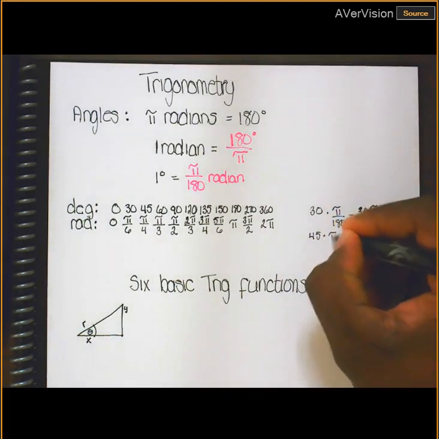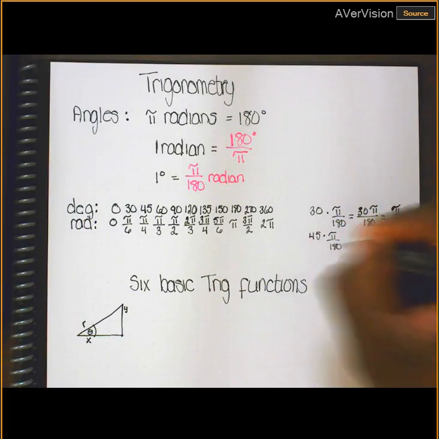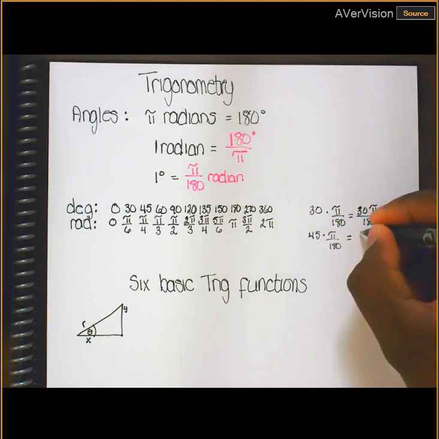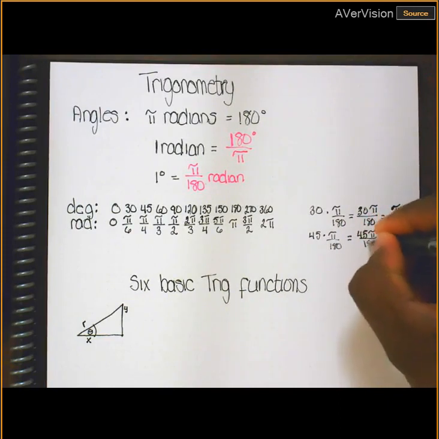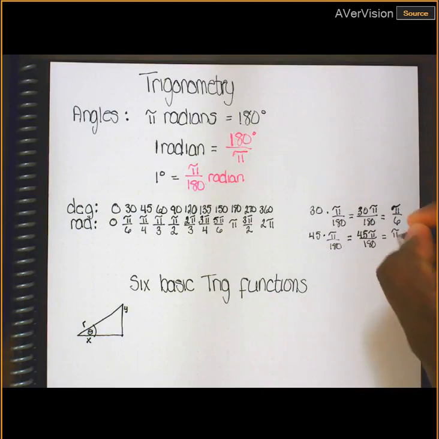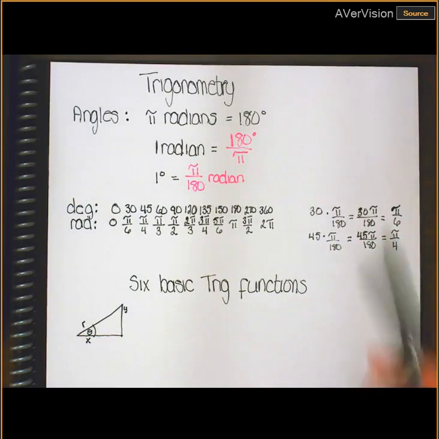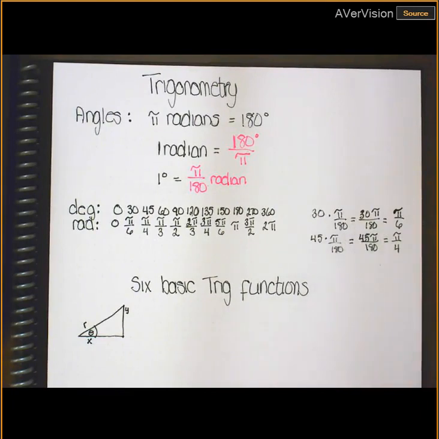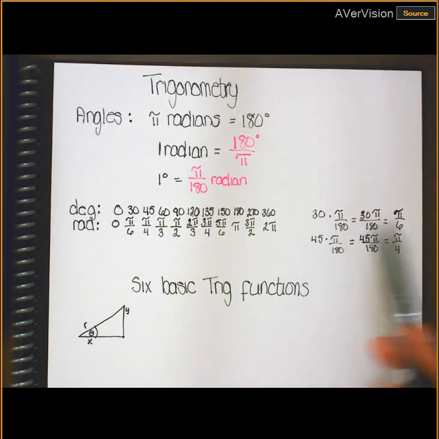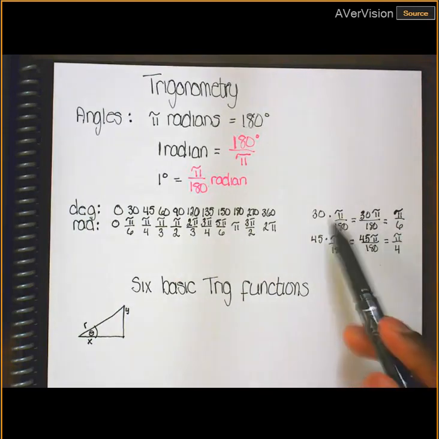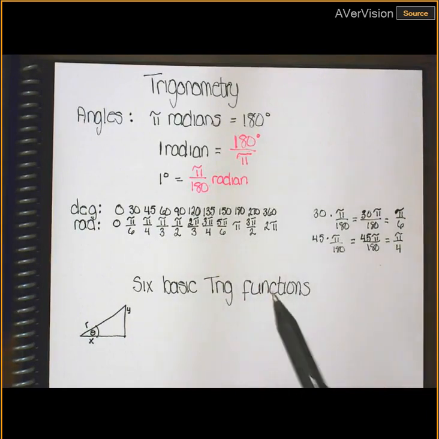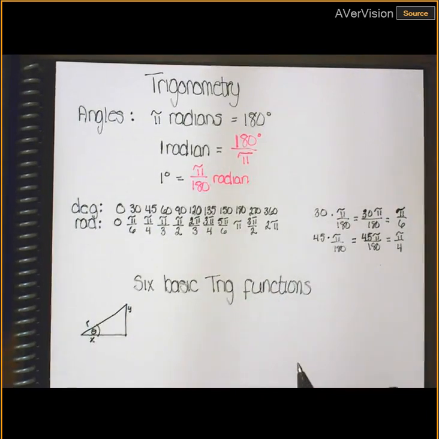45 times pi over 180. Yep. So you get 45 times pi over 180, and that's pi over 4. So to get from degrees to radians, you have to multiply by pi over 180. To get from radians to degrees, you have to multiply by 180 over pi. All right?